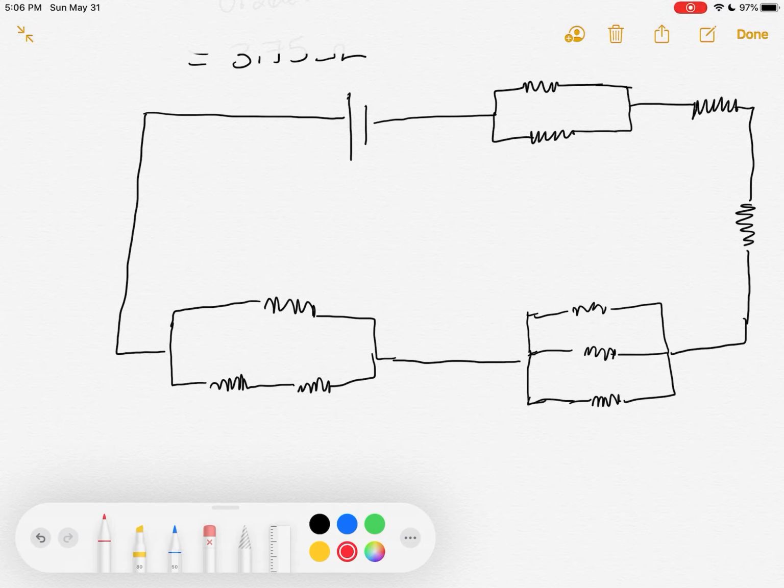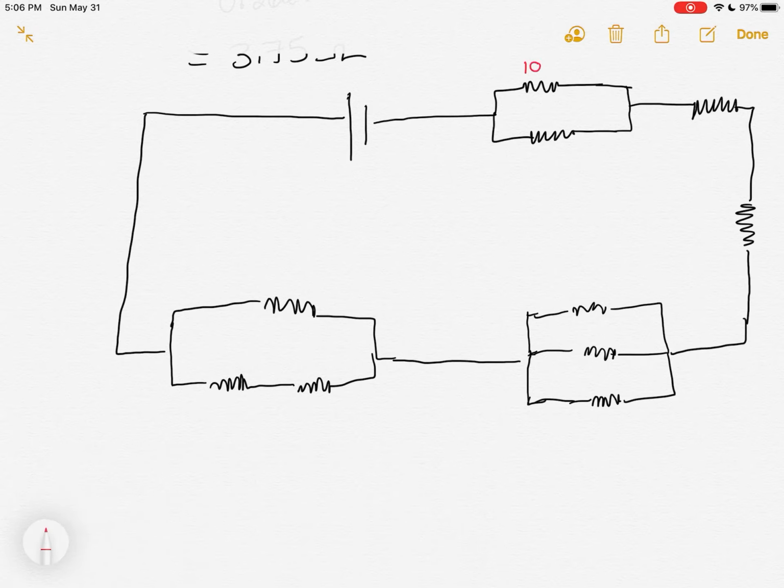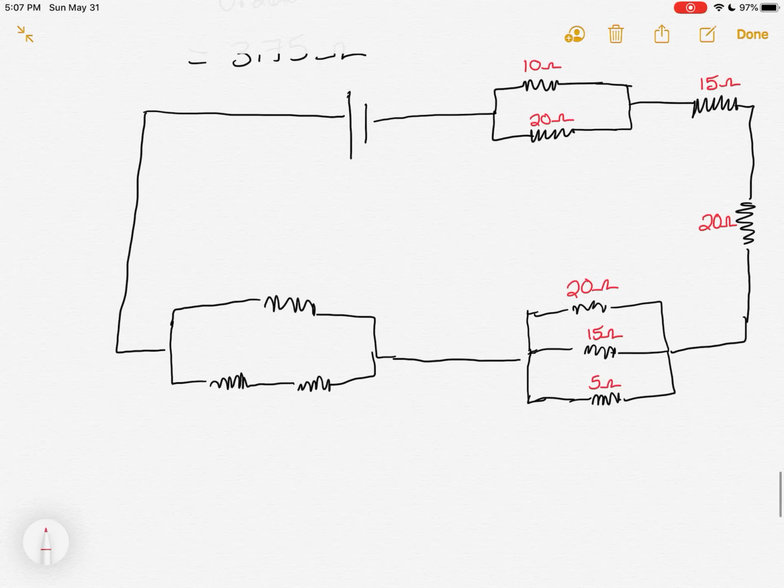So with this circuit, we are going to know the resistance for each resistor. So we've got 10 ohms up here. This bottom one is 20 ohms. This one on the right is 15 ohms. And then we have 20 ohms. Then we have 20 ohms here. 15 ohms in the middle and 5 ohms on the bottom. Then we've got 20 ohms, 30 ohms, and 40 ohms over here, okay?